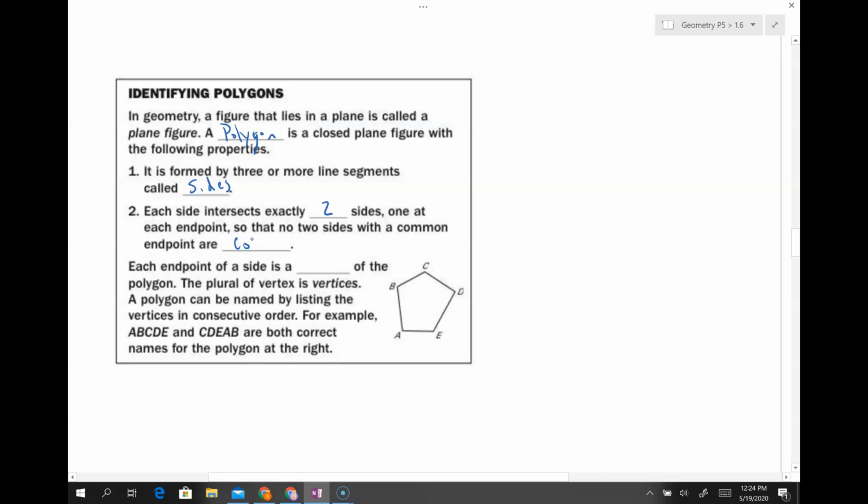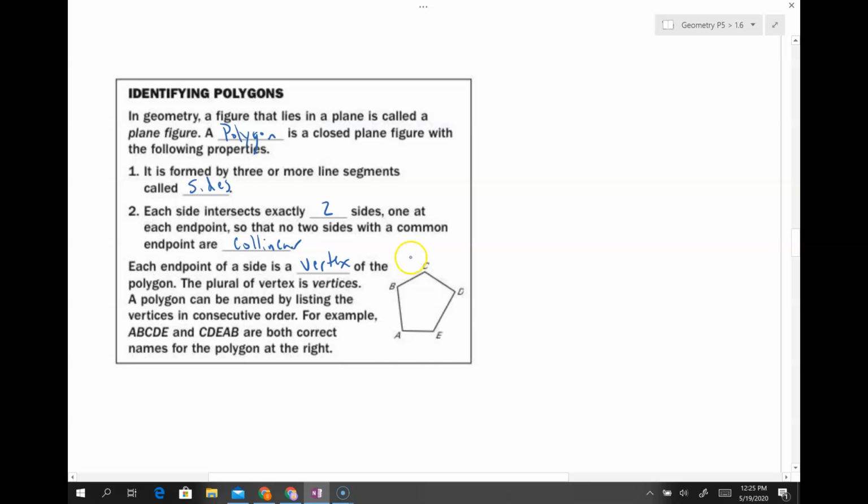Okay, in other words, they are separate from each other, the sides. They're not going to line up together. Each endpoint of a side is called a vertex. Plural of that is vertices. And a polygon can be named by listing the vertices in a consecutive order. In fact, you can see here A, B, C, D, E. Or we could have said C, D, E, A, B.